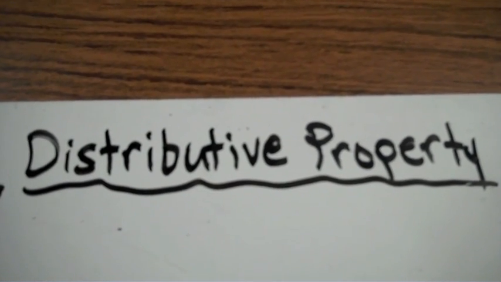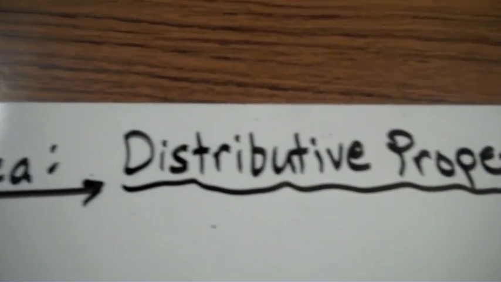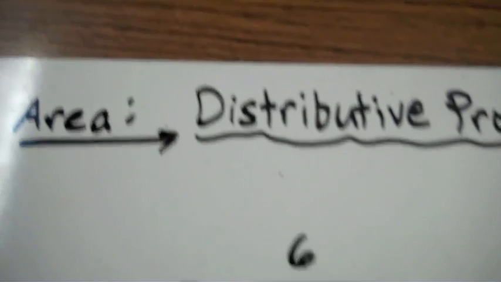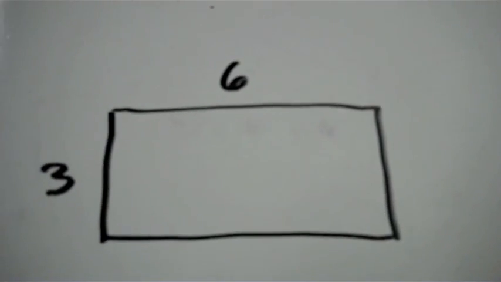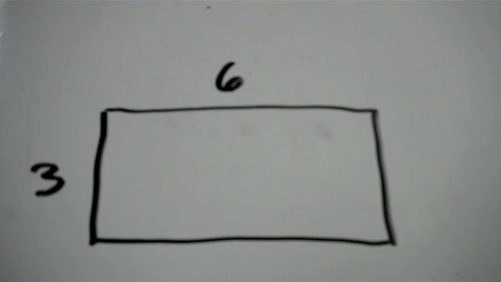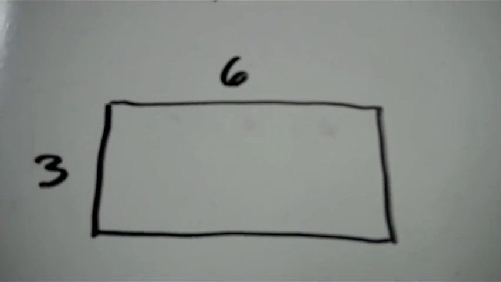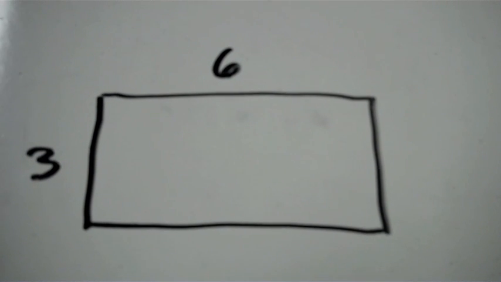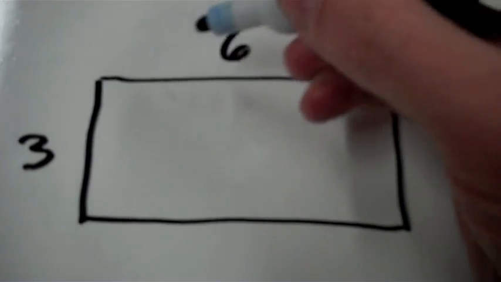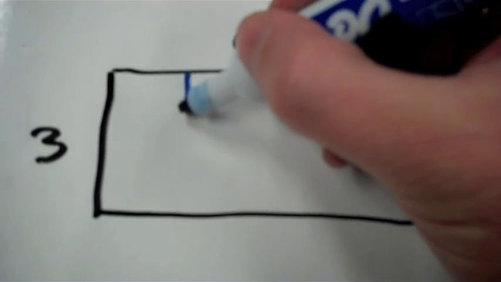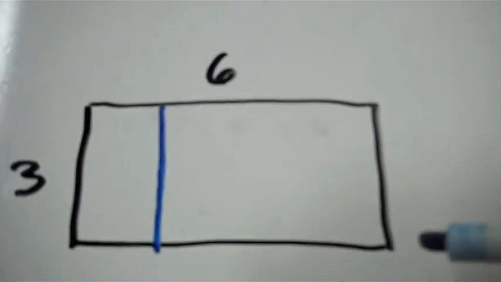Today we're going to learn to use the distributive property to find the area of a rectangle. So here's our rectangle. We have 3 by 6, those are the dimensions. We could just find the area, but the cool thing about the distributive property is you can divide or partition up your rectangle into 2 rectangles and still find the correct answer.